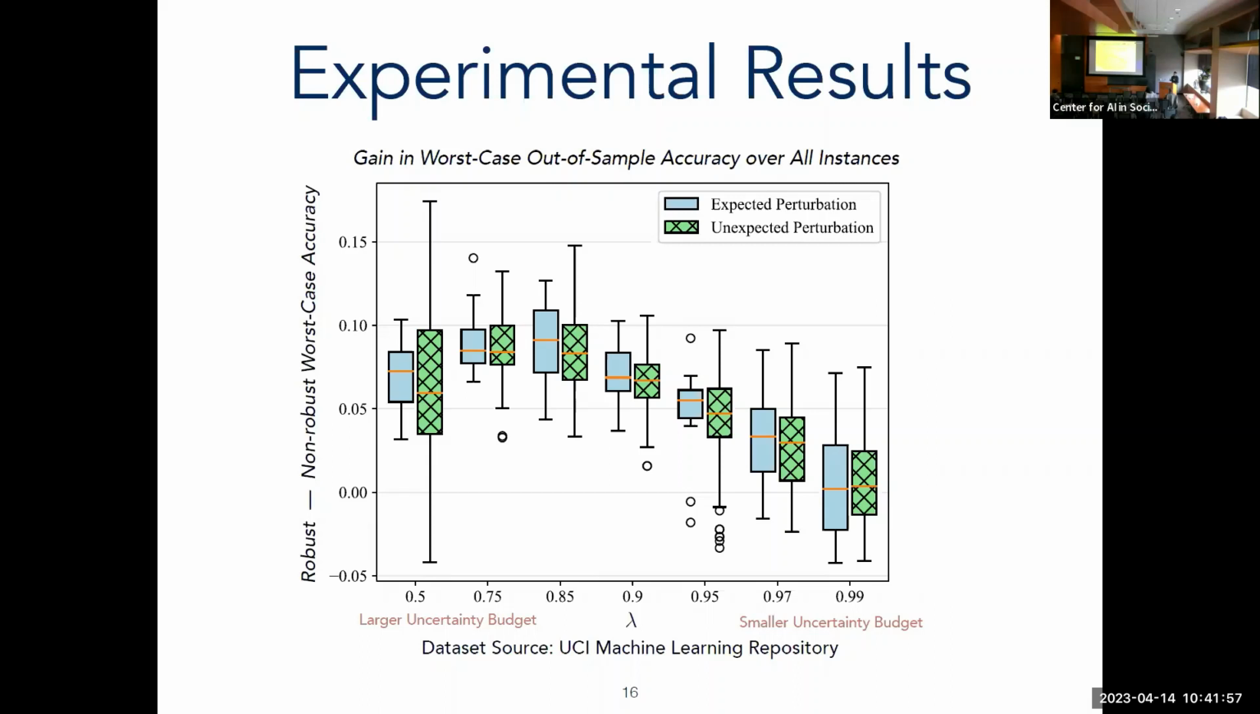And as you can see in general, with a tuned budget of uncertainty, we are able to perform better than a non-robust tree. And for each pair of plots, we also try to perturb our data in a way that was unexpected. And as we can see on each pair of plots on the right, we still have a favorable gain in accuracy, even with unanticipated distribution shifts.